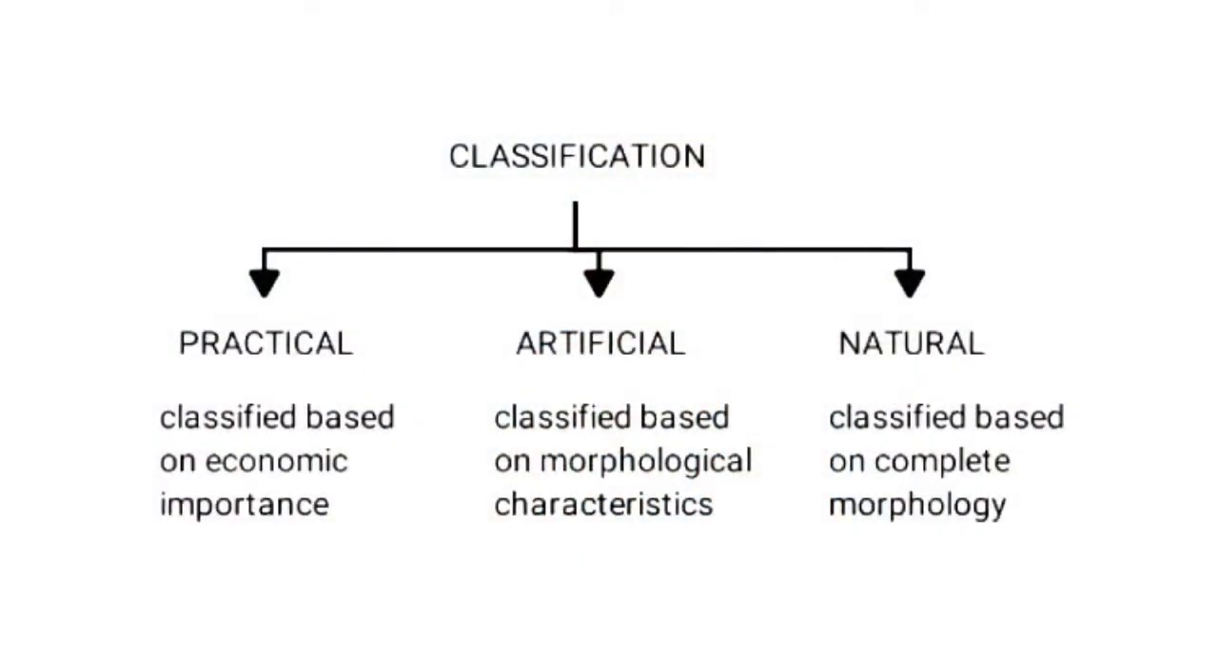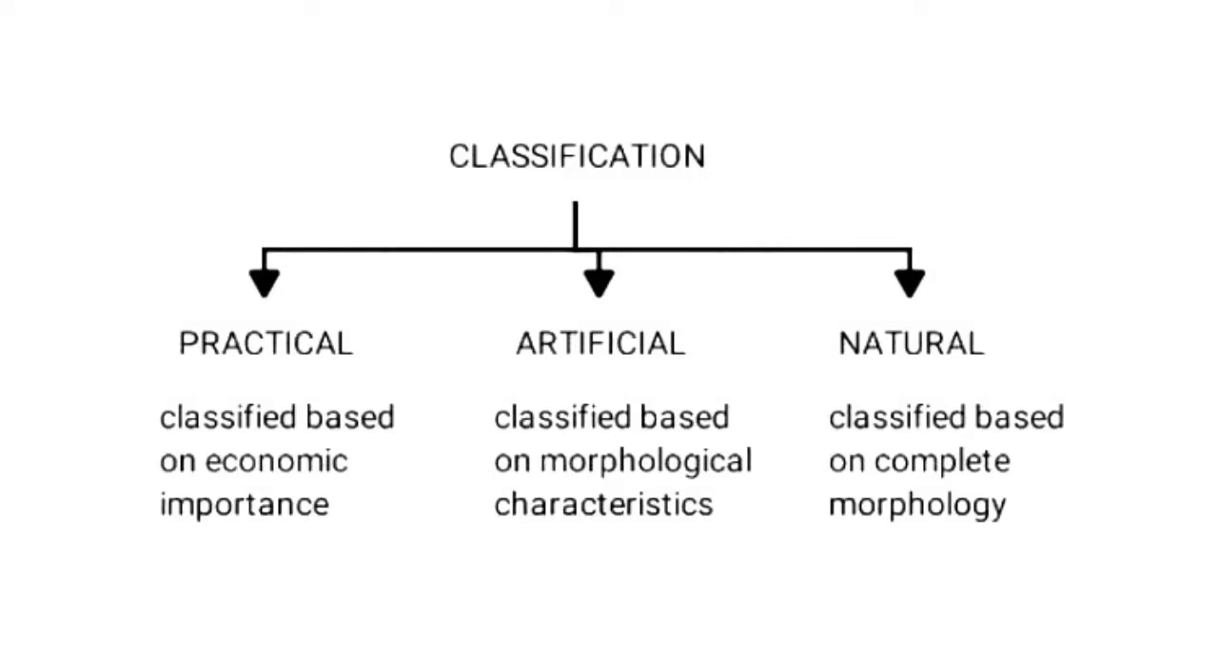Now classification is categorized again into 3. You can call them artificial classification, natural classification, and practical classification. So there are 3 varieties: artificial, natural and practical. Practical classification: in this type of classification, plants are classified on the basis of their economic importance.